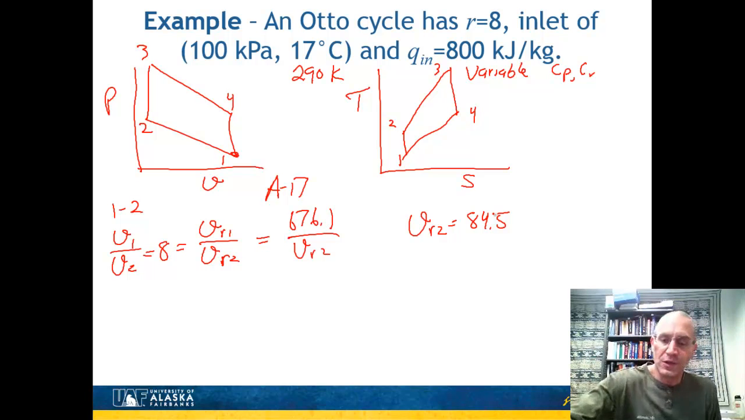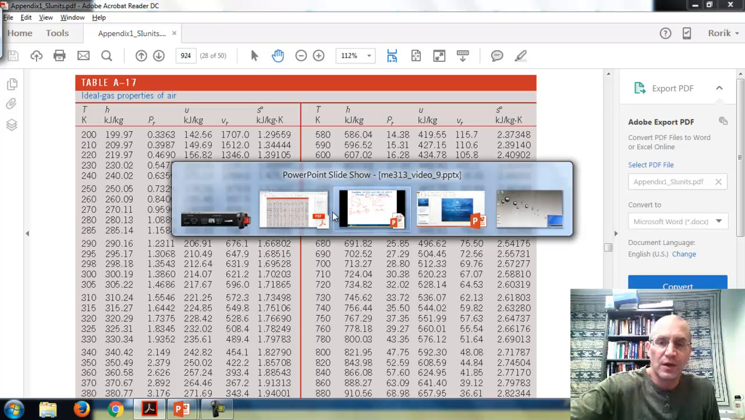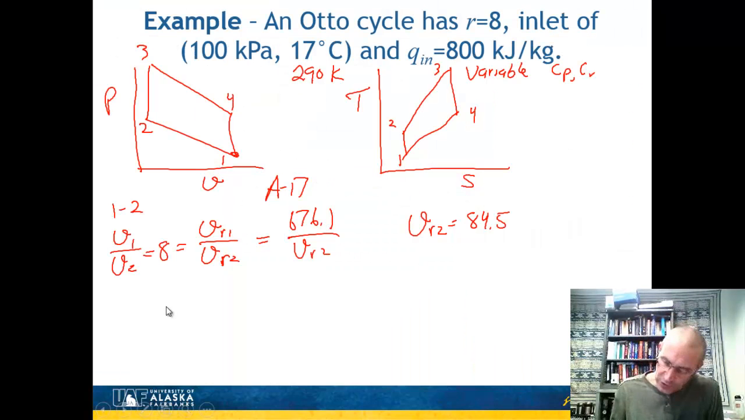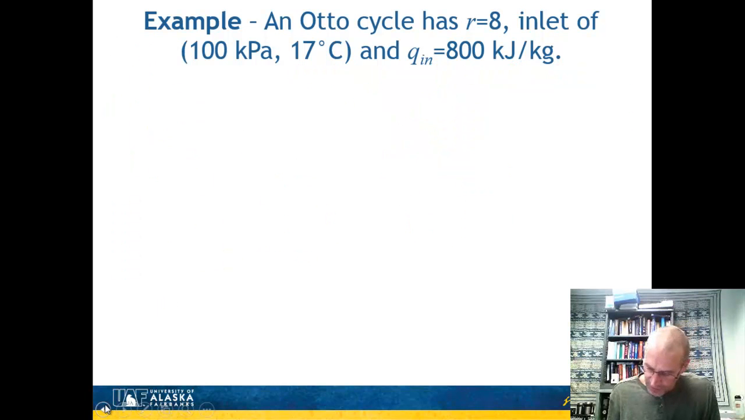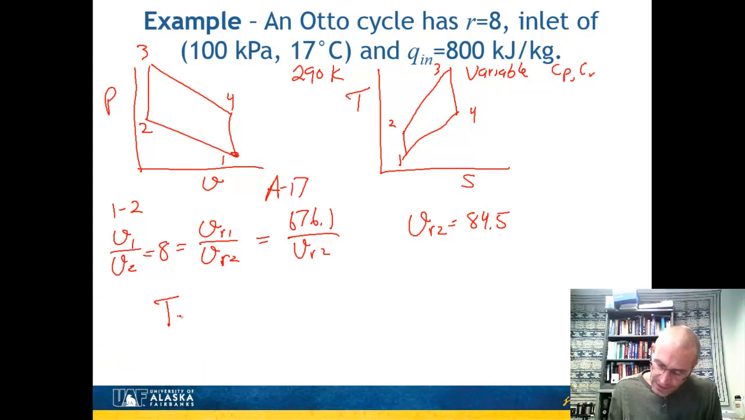84.5. And then what I need to do is return to my tables, and I need to figure out where that is. And 84.5 is somewhere here between 650 and 660. So I'm going to go ahead and interpolate a value to find out what that is. And if you do that interpolation, I find out that T2 is equal to 652 Kelvin, right? So going from 1 to 2 was a little different. Again, we were using an isentropic relation, but a little bit different isentropic relation.